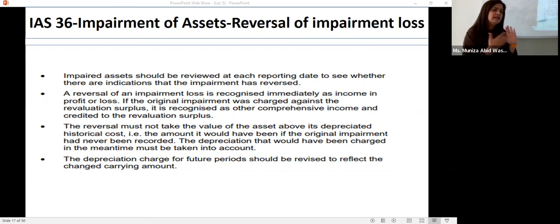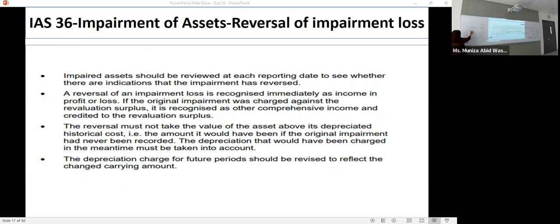So when we are reversing an impairment loss, we have to consider that the new amount after the reversal should not go above the historical cost minus accumulated depreciation. Consider it. Say, for example, in 2001, we had an asset with a carrying value of 200,000.